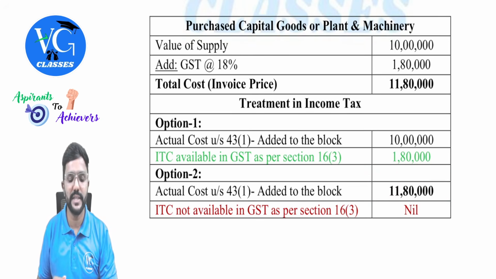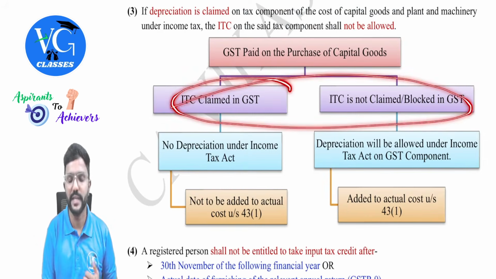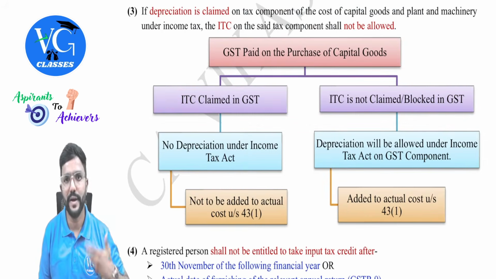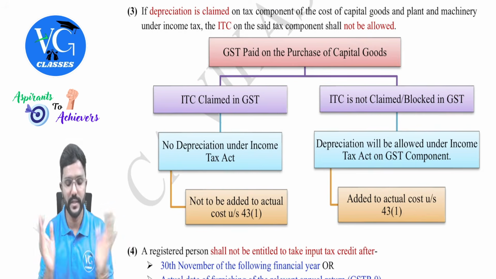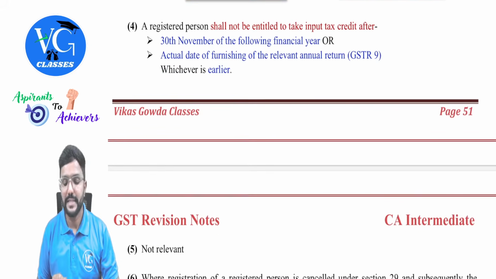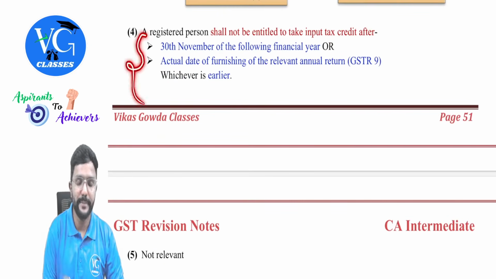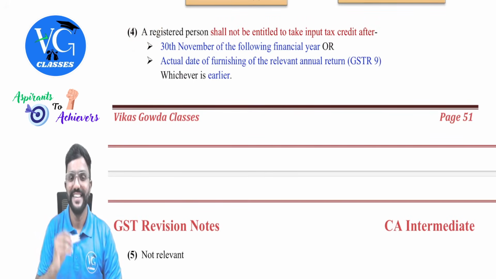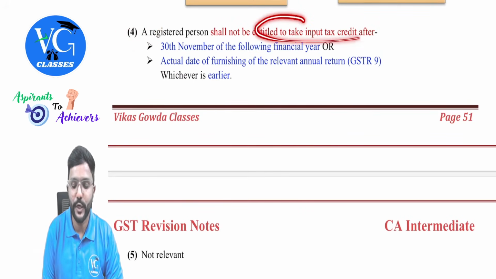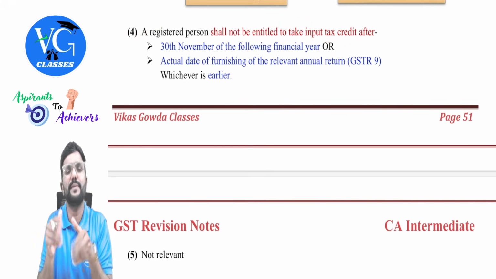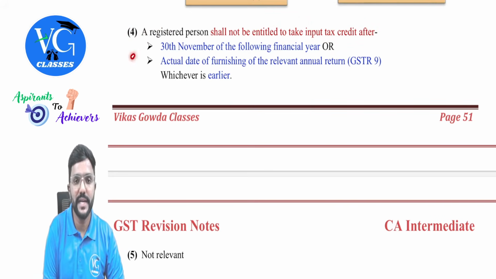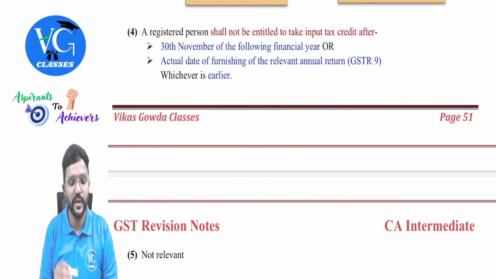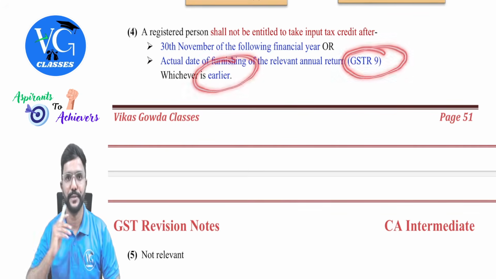So always, whenever you purchase any capital goods or plant and machinery, the first thing you will check is whether credit is available under GST or not. Accordingly, decide the treatment, guys. Got it? And whenever the assessee has a credit, he can avail it within the following time. As per subsection 4, the deadline to claim credit, deadline, it starts with the D. D is the fourth alphabet. So subsection 4: a registered person shall not be entitled to take input tax credit after, this is the maximum deadline to claim credit, 30th November of the following financial year, that is the next financial year, or the actual date of furnishing of the relevant annual return, that is GSTR 9, whichever is earlier.